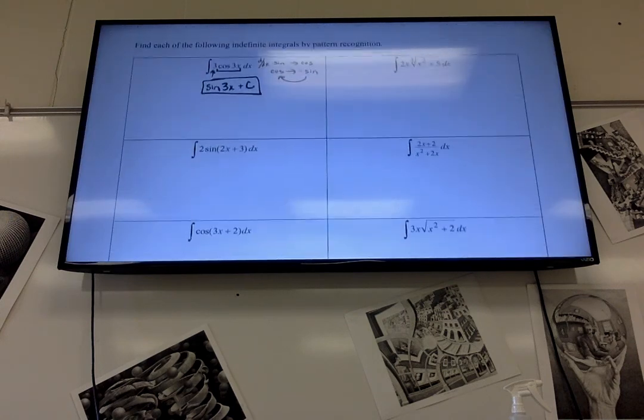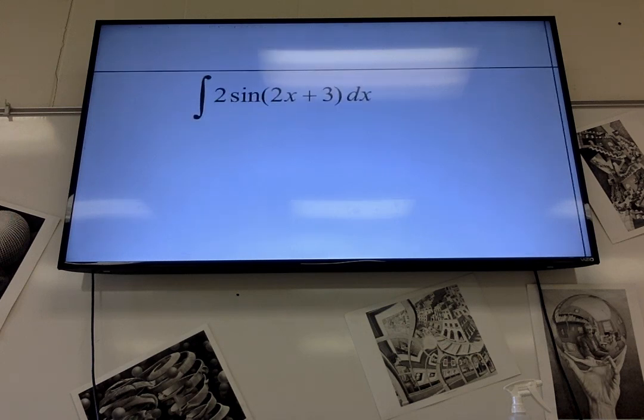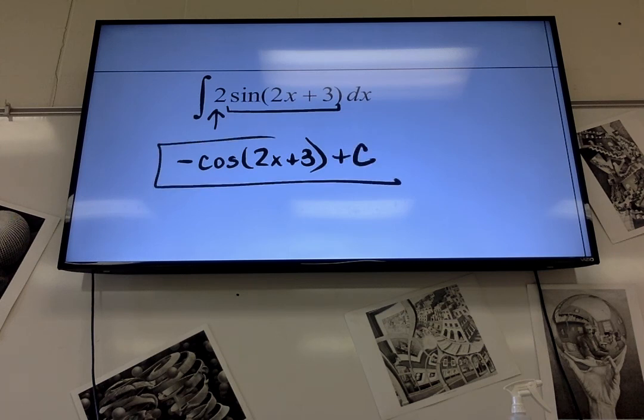Okay. So here we have the sine of 2x plus 3. So is it going to be the cosine of 2x? The derivative of 2x plus 3 is this 2. So that's already there. So yes, it's going to be negative cosine of 2x plus 3 plus C. It'll get harder in a minute.